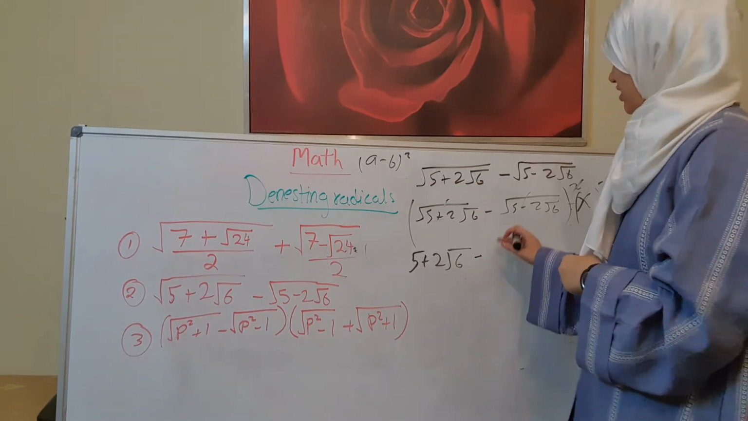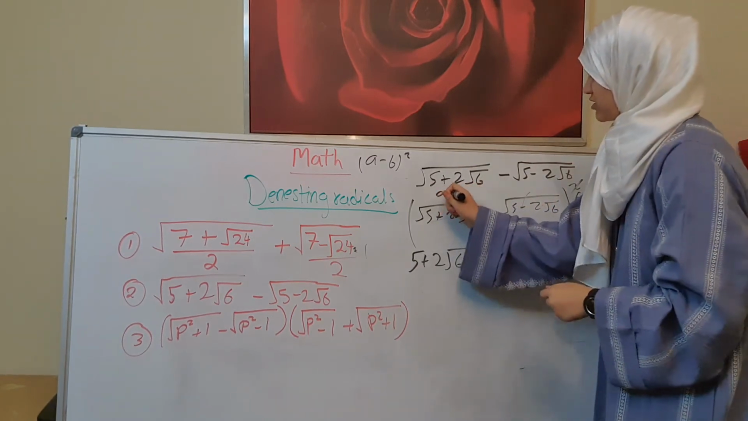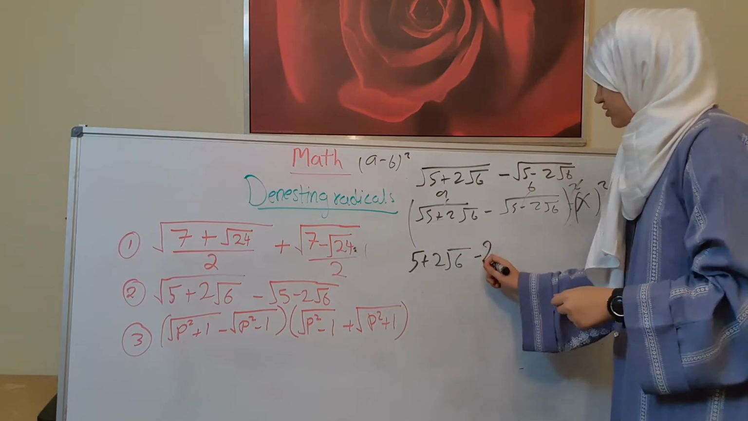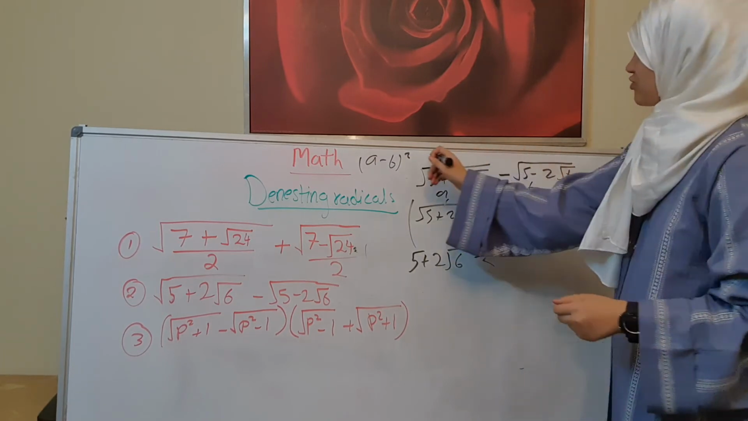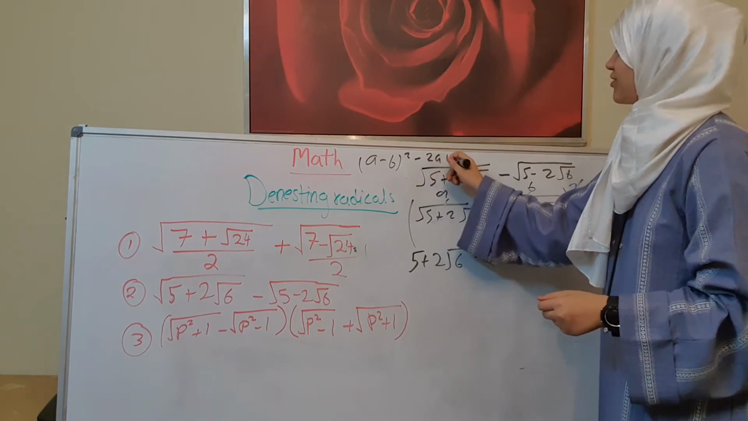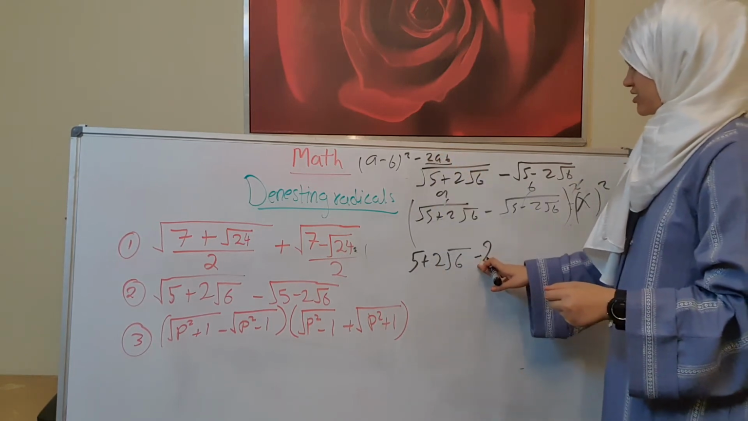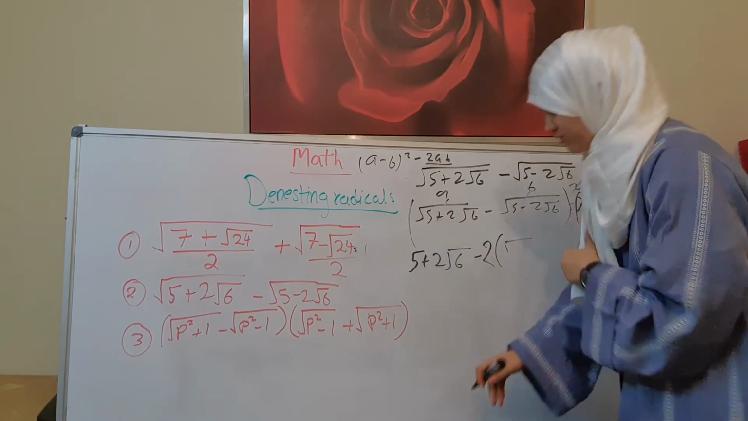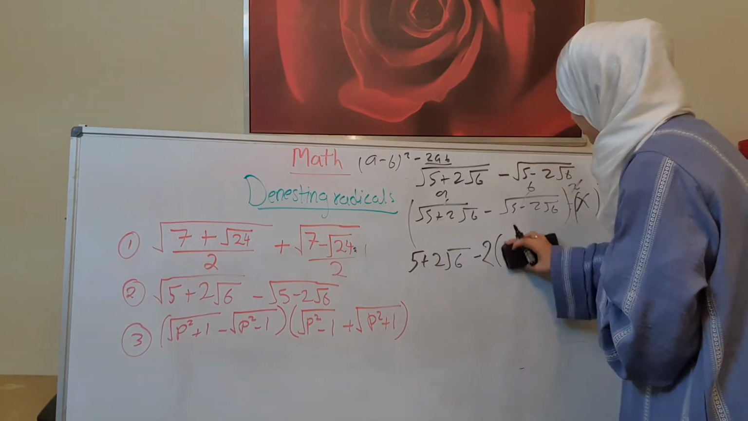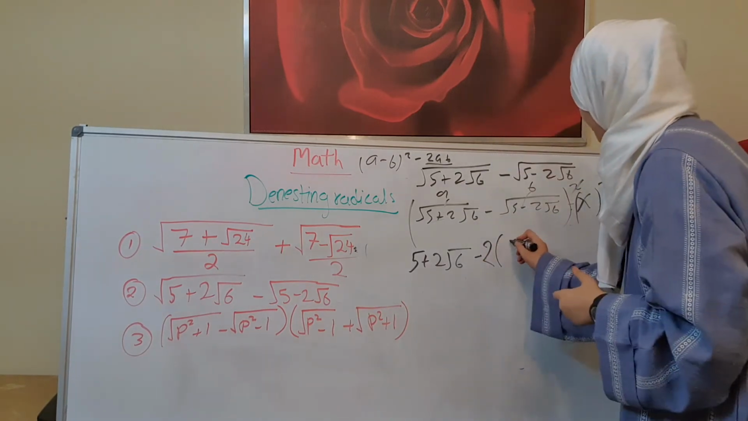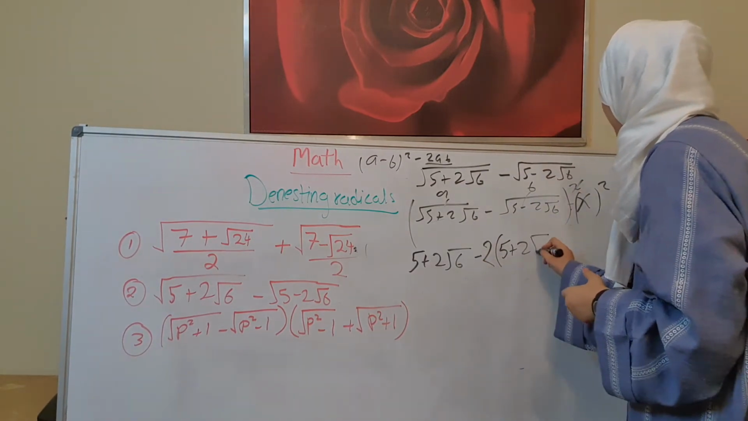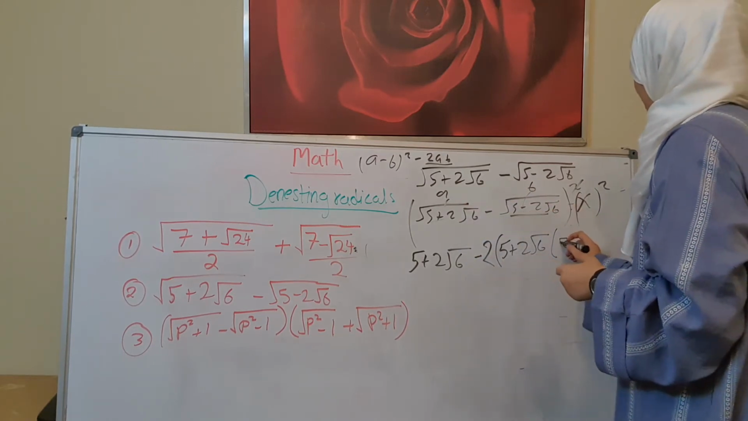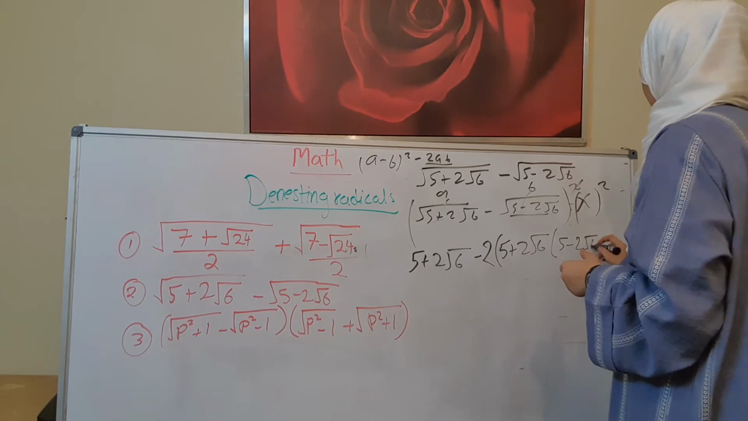Minus what? It will be a times b. So that means minus 2, because we know that it will be minus 2ab, yeah? So that means negative 2. Here we bring a, that means radical, without the radical it will be already, first, 5 plus 2 radical 6, yeah? After that times what? 5 minus 2 radical 6.